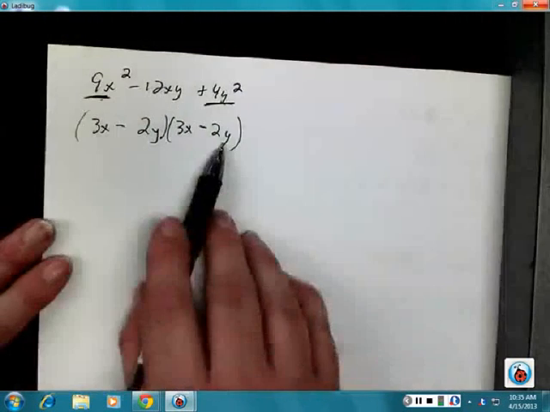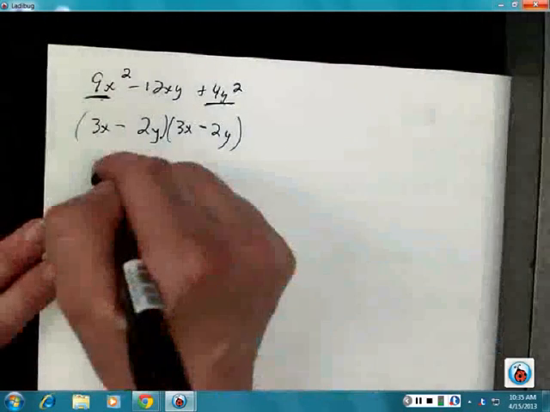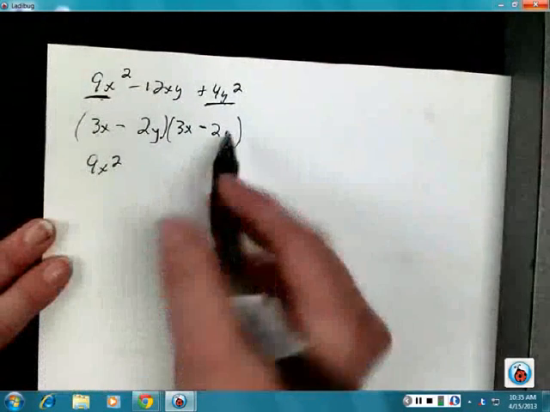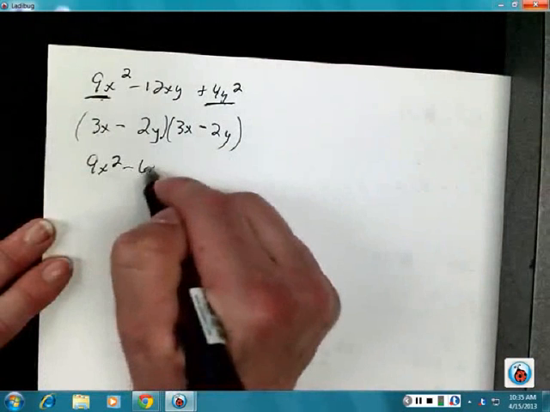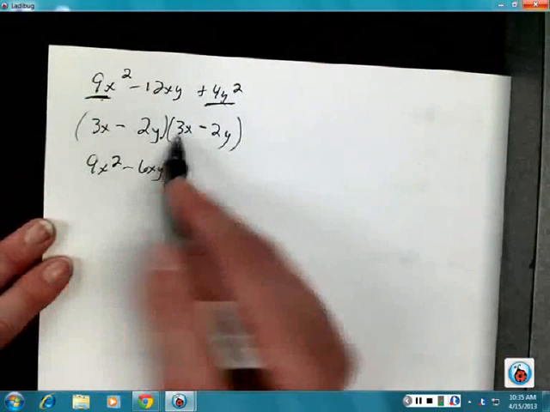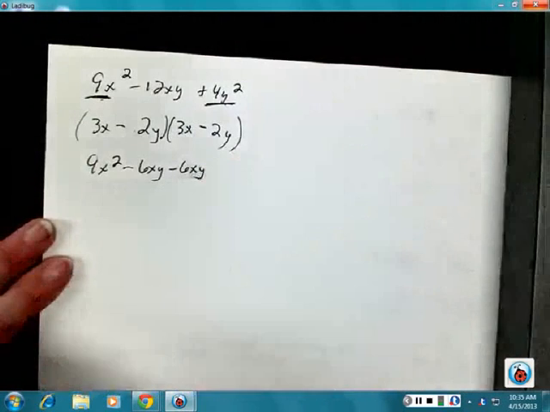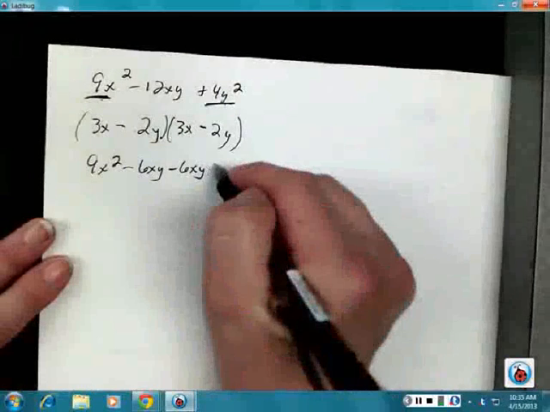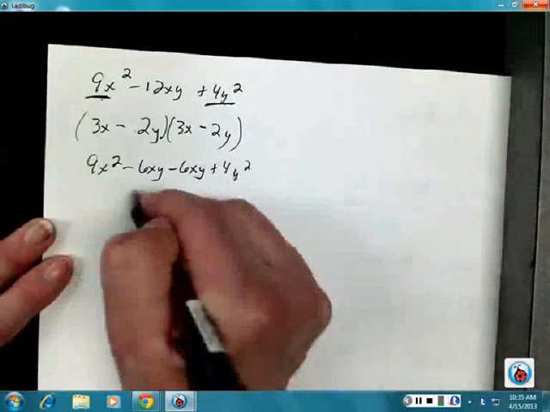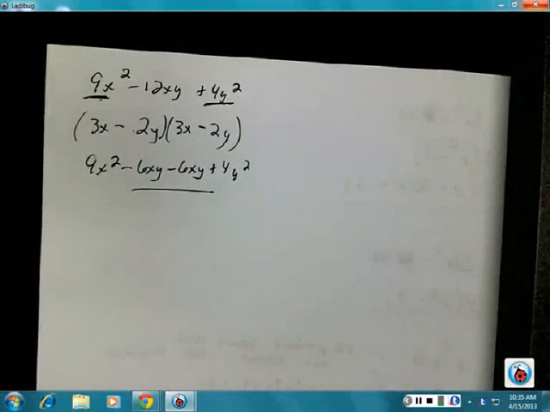3 times 3x is 9x squared. 3x times negative 2y is a minus 6xy. Negative 2y times positive 3x is a negative 6xy. Negative 2y times a negative 2y is a plus 4y squared. Notice your 12 came back in the middle.